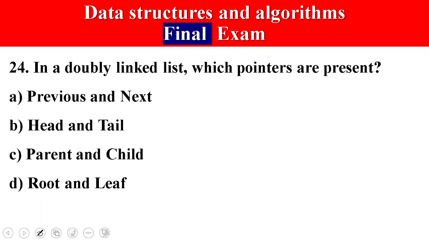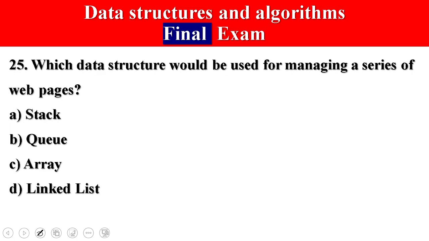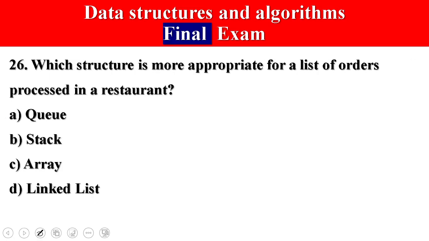Question 24. In a double linked list, which pointers are present? Previous and next, head, tail, parent and child, root and leaf. Previous and next are present, showing the previous node and the pointer to the next node. Question 25. Which data structure would be used for managing a series of web pages? This is another repeated question, which is stack.